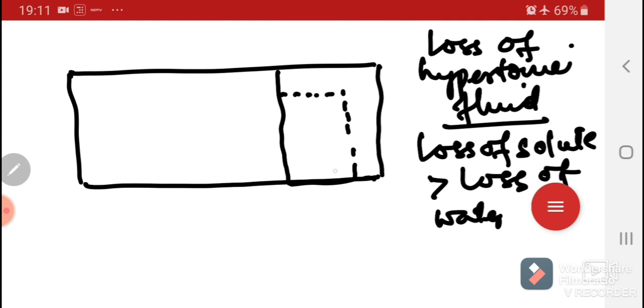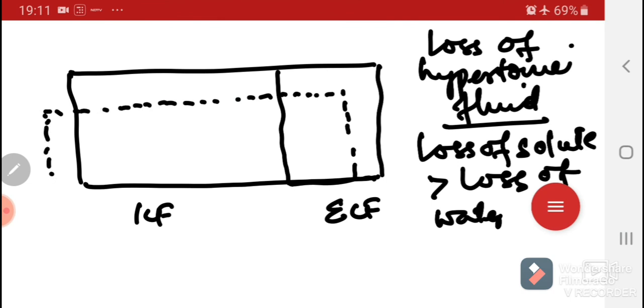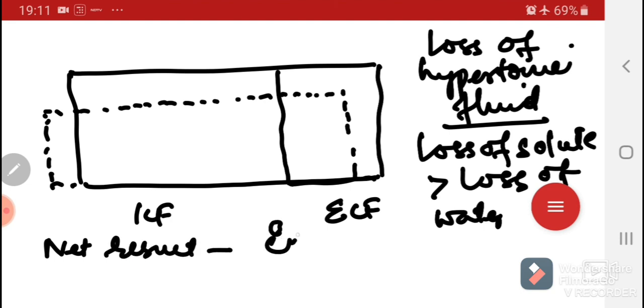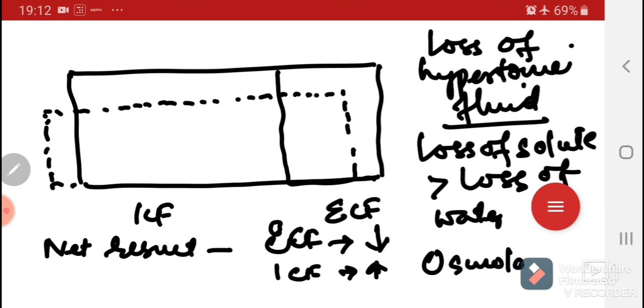So once the osmolarity of the ECF is reduced, we know that water will shift from ECF compartment to ICF compartment, meaning there will be swelling of the cells. So net result will be ECF volume, of course, is decreased, ICF is increased, and osmolarity will decrease.